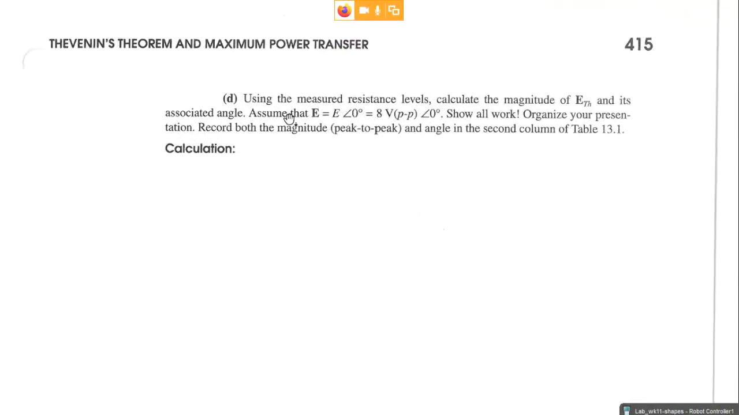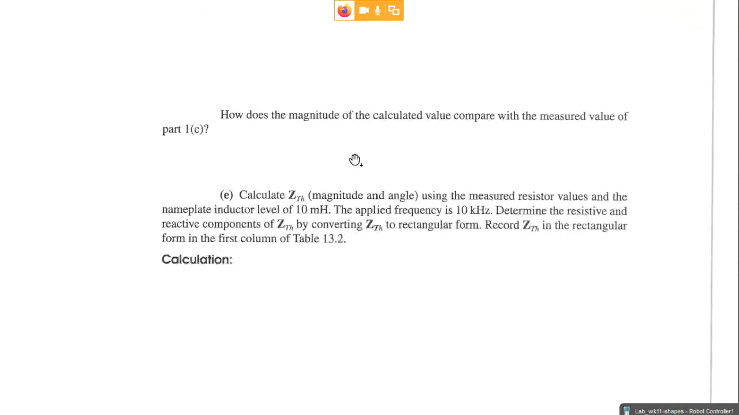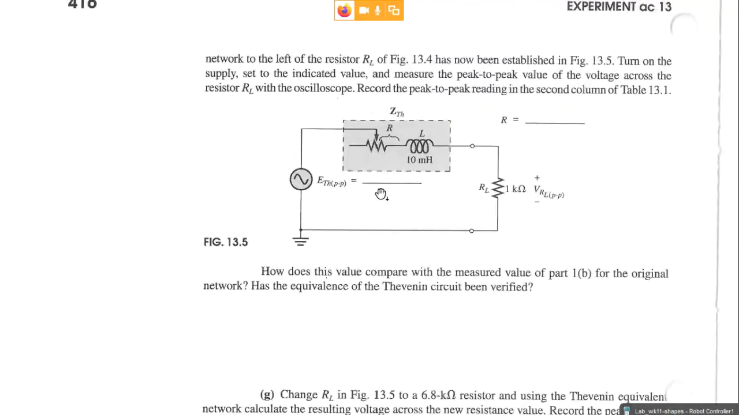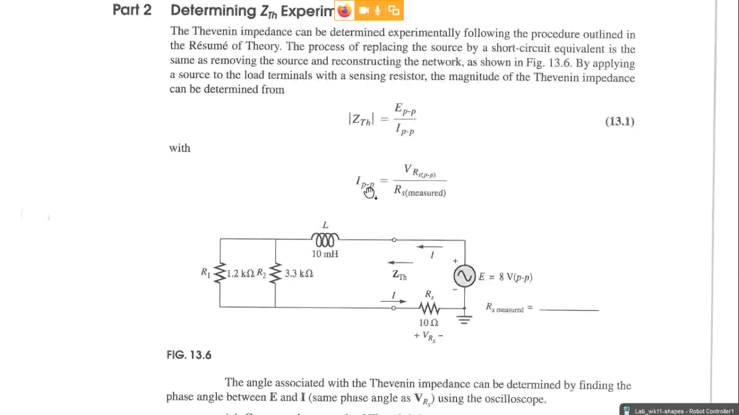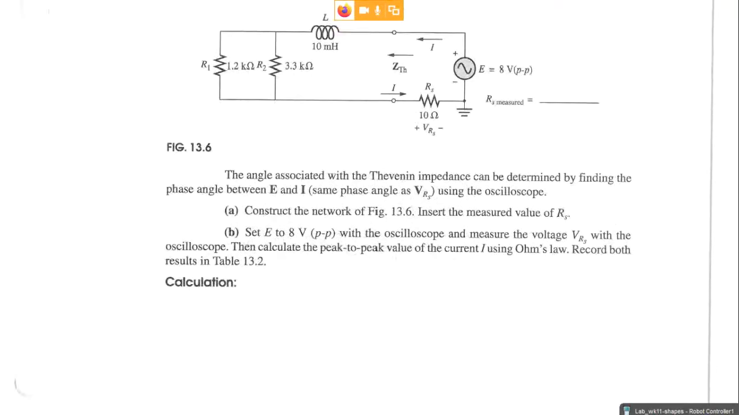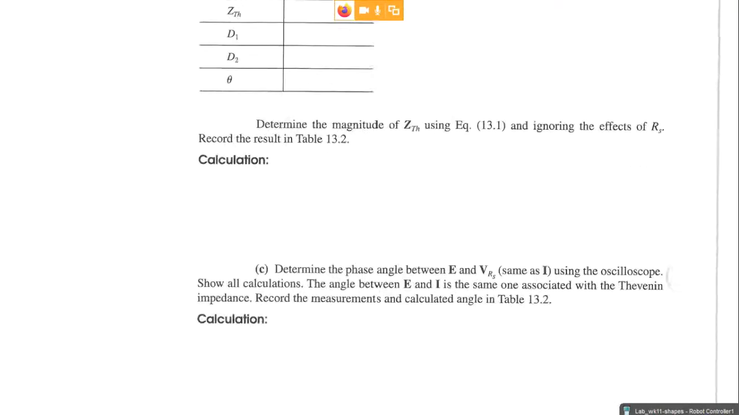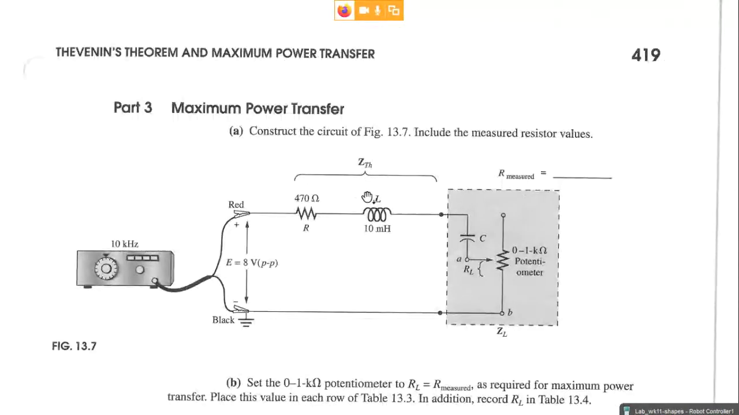Then we're going to talk about maximum power. Okay, so maximum power here is when the load applied at those terminals A and B is the complex conjugate of the Thevenin. Okay, so let me scroll down here. So when we talk about the maximum power, okay, we're skipping part 2 of this lab, by the way, so make a note of that.